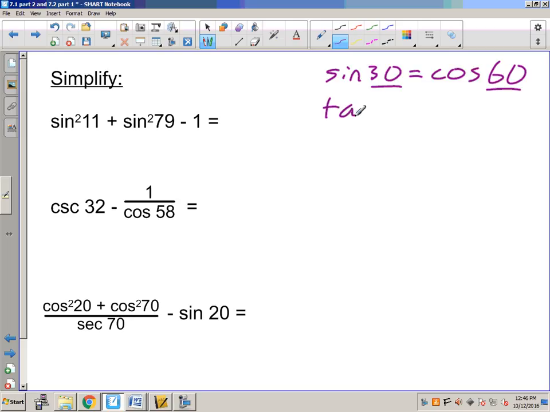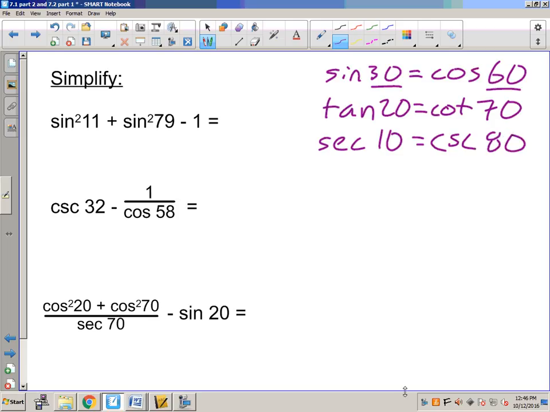This is just review. So tangent of 20 would be equal to the cotangent of what? 70. Tangent and cotangent are cofunctions. 20 and 70 are complementary angles. The secant of 10 would be equal to the cosecant of 80. Okay, so we're going to use this along with those fundamental identities that we talked about on that last page.